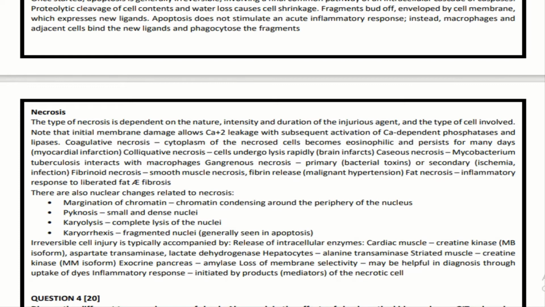Irreversible cell injury is typically accompanied by the release of intracellular enzymes. Cardiac muscles: creatine kinase, aspartate transaminase, lactate dehydrogenase. Hepatocytes: alanine transaminase. Striated muscles: creatine kinase, isoform. Exocrine pancreas: amylase. Loss of membrane selectivity may be helpful in diagnosis through the uptake of dyes. Inflammatory response is initiated by the products or mediators of the necrotic cells.